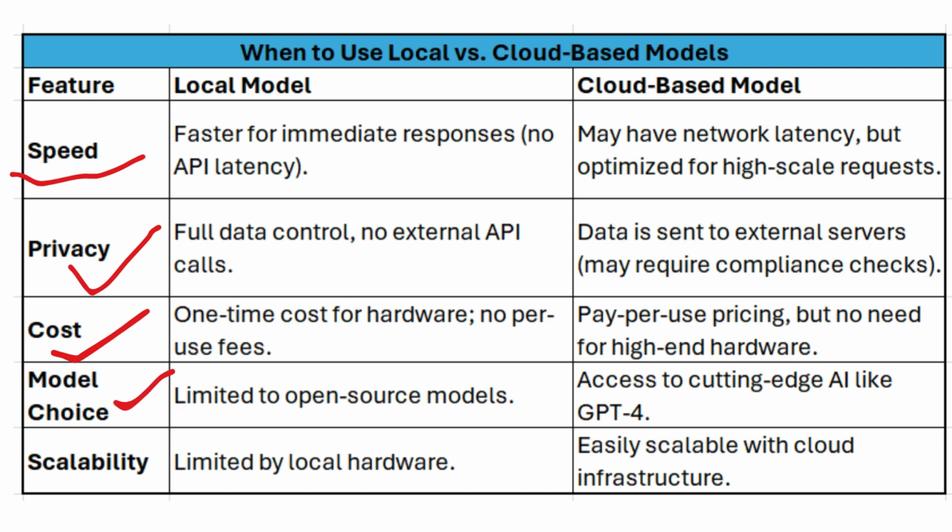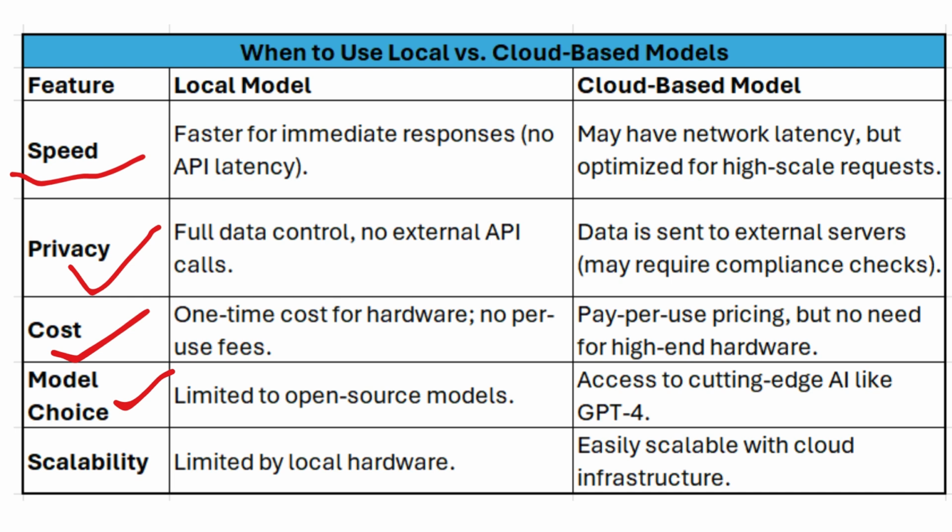Model availability: which AI models can you use? Local models are limited to open-source AI models like Llama, Mistral, and Falcon. These models have improved significantly, but they are still not as advanced as proprietary cloud-based models like GPT-4 or Google's Gemini. Fine-tuning open-source models is an option, but it requires technical expertise.